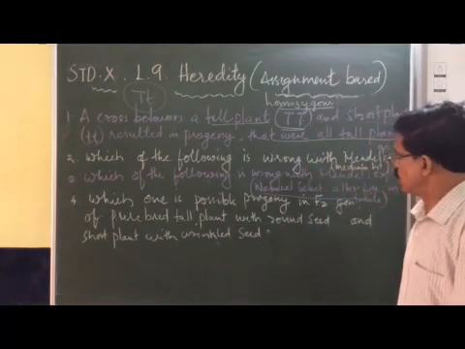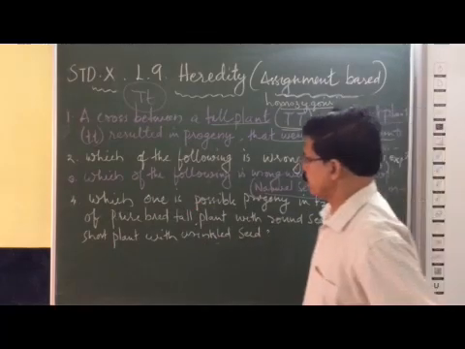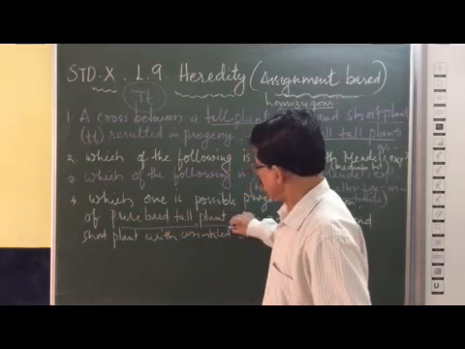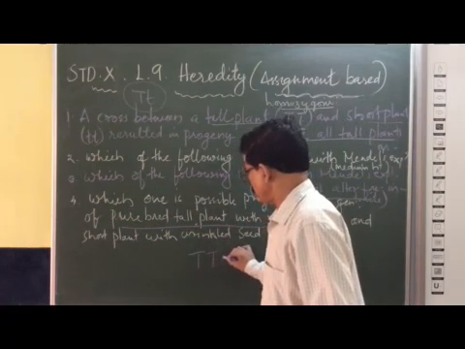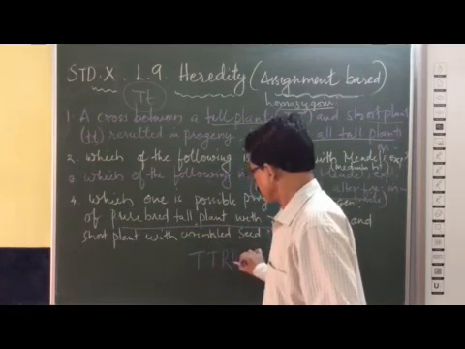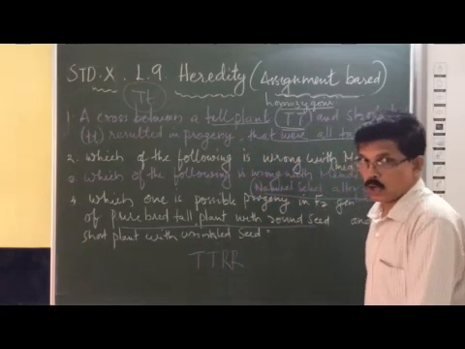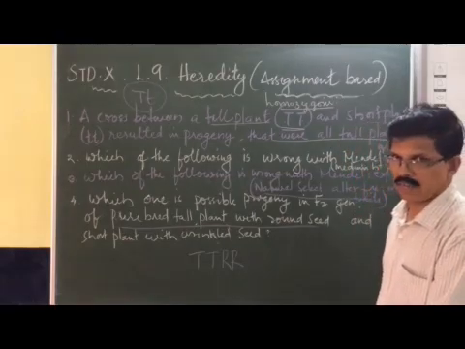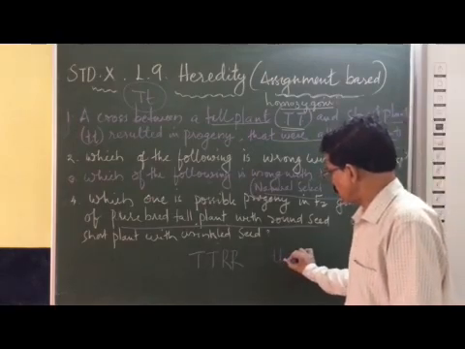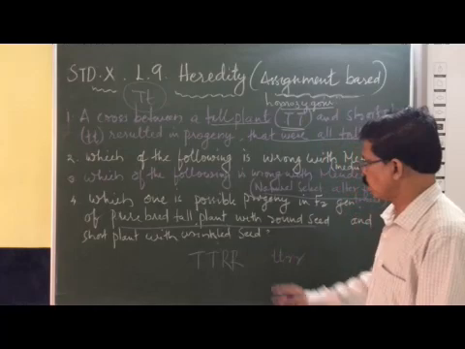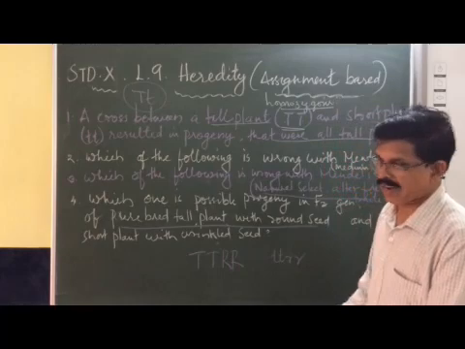Now, the fourth one. Which one is a possible progeny in the F2 generation of a purebred tall plant with a round seed? Purebred means fully homozygous. This is called a pure breeding line, when all the genes are alike. This is also a pure breeding line, small p, small r. In the homozygous condition, we can say the individual is purebred.